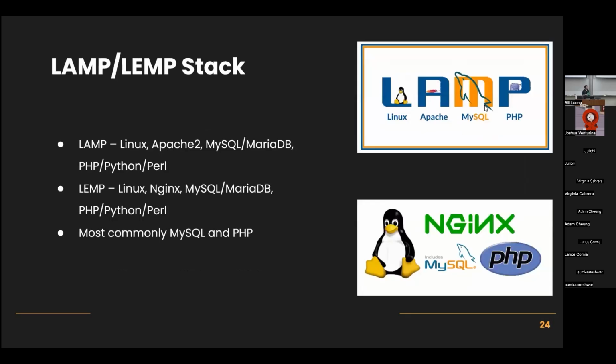A LAMP stack. This is one of the core fundamental concepts in terms of web servers. A LAMP stack stands for Linux, Apache, MySQL or MariaDB, and then finally PHP, Python, or Perl. These days, the P will tend to stand for PHP or Python, but in the earlier days of the internet, you would use Perl. LEMP stacks are the exact same concept, except you replace Apache with Nginx. But the most common configurations you're going to find are MySQL servers and PHP.